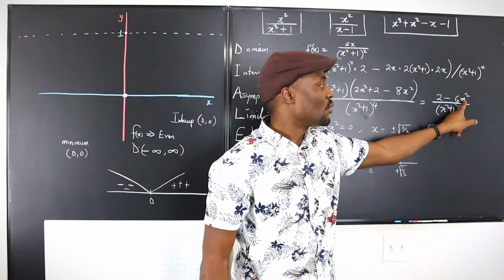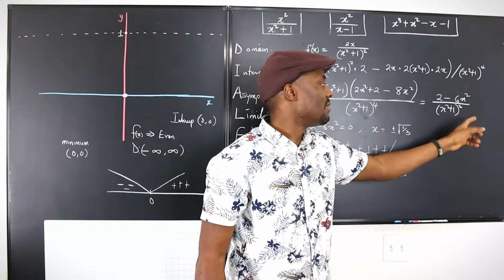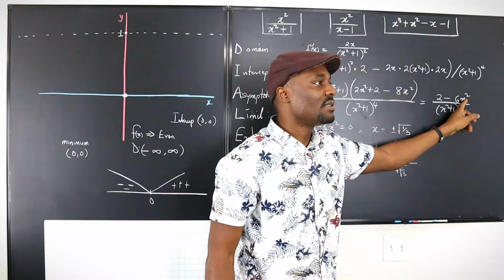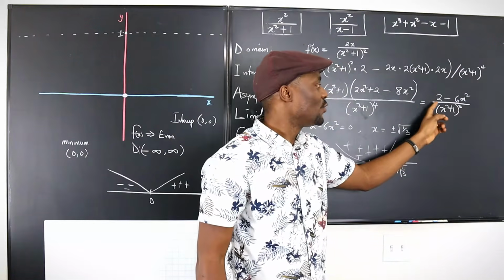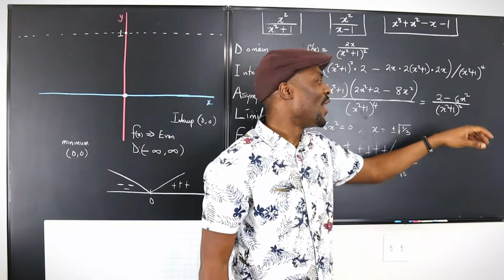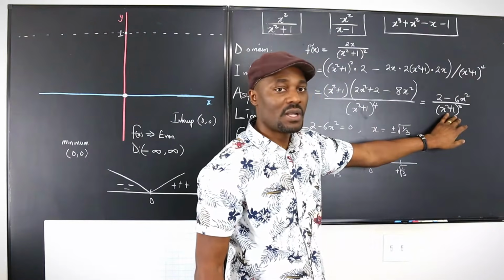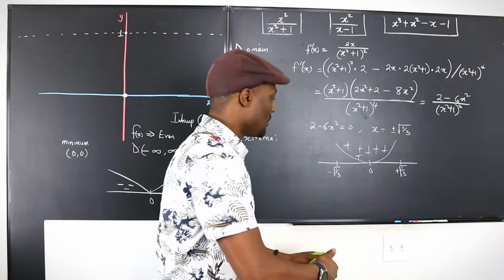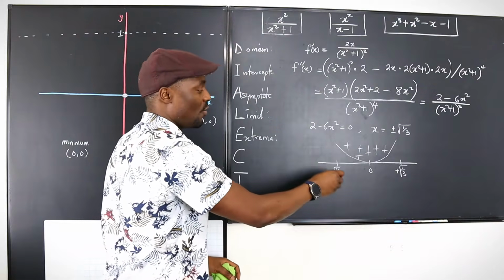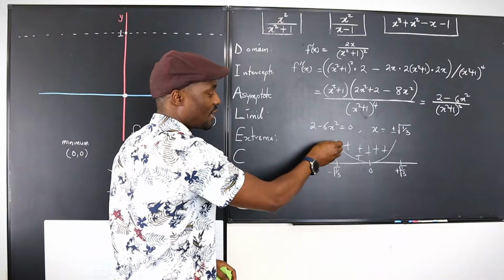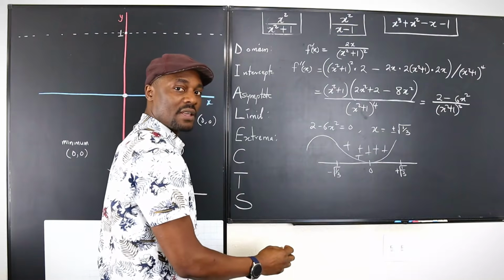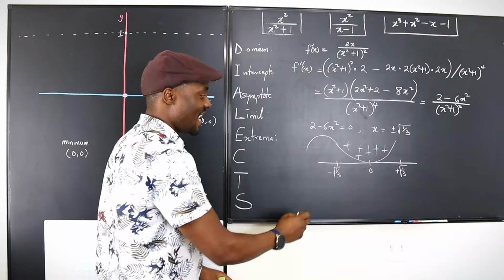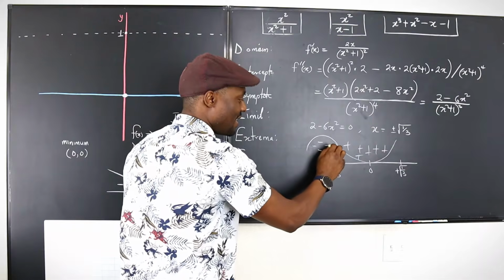If you square negative 1, it becomes positive. Negative 6 times 1 gives you negative 6. 2 minus 6 gives you negative 4. So you're going to get a negative over a positive, which makes it negative. So things that are happening here are negative, which means that it's going to be something that goes this way. And this is going to be negative, negative, negative, negative.